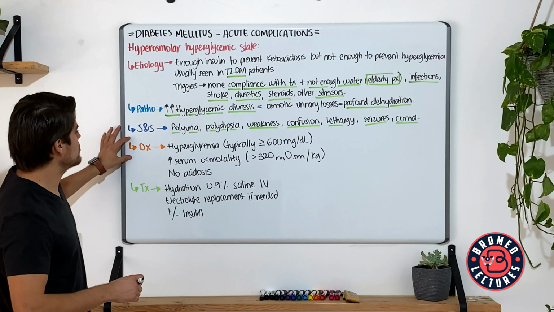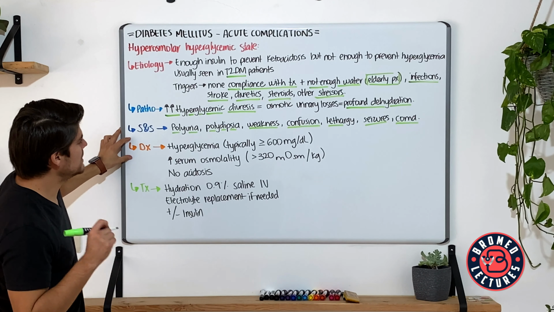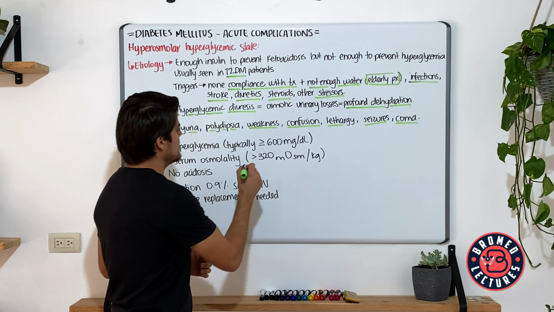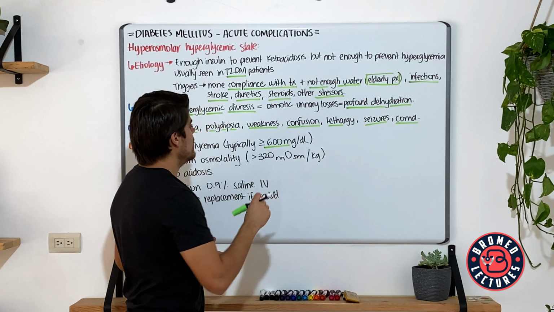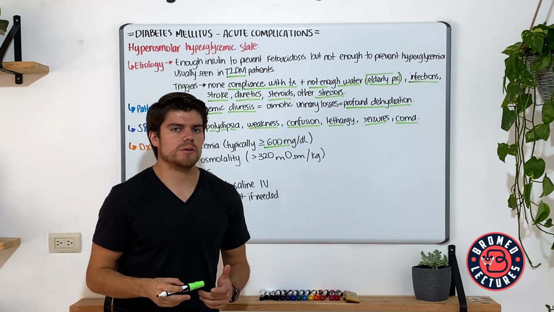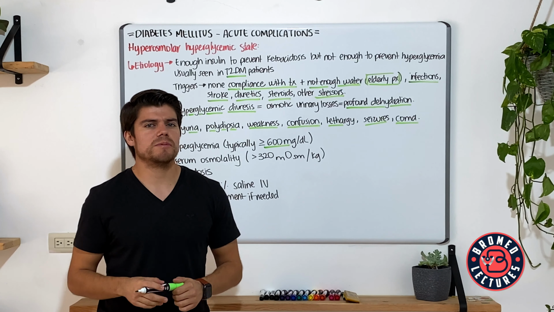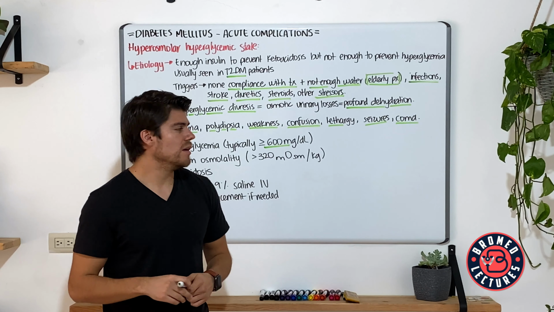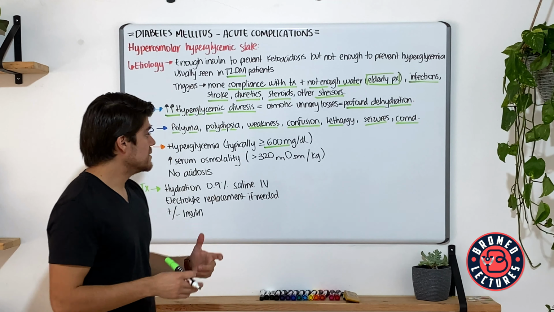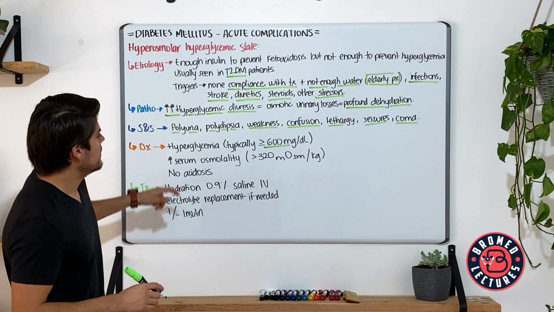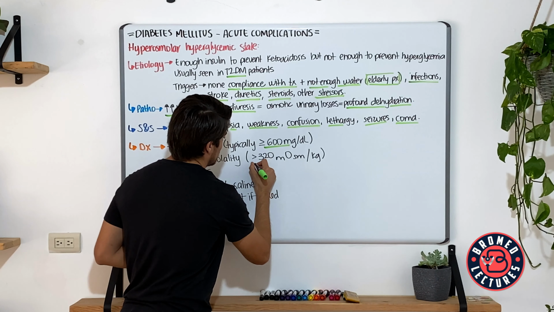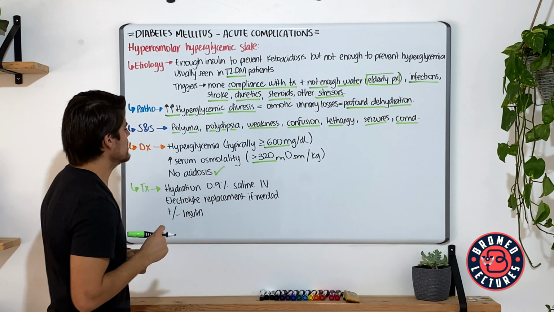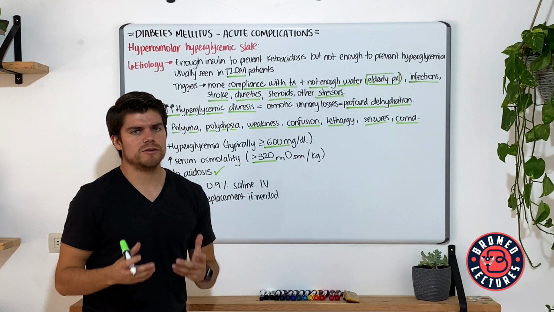Now for the diagnosis, remember that these patients develop this condition over an amount of days, so they can reach hyperglycemic levels as high as 600. The diabetic ketoacidosis patients usually develop their hyperglycemia in an amount of hours, so they don't usually get as high as these patients. The serum osmolality is going to be higher than 320, and these patients have no acidosis since they are not developing ketone bodies.